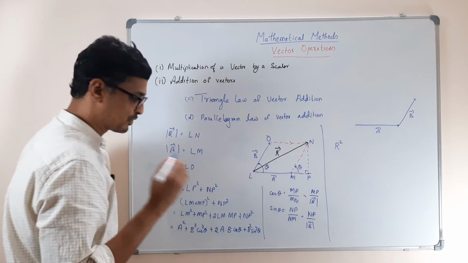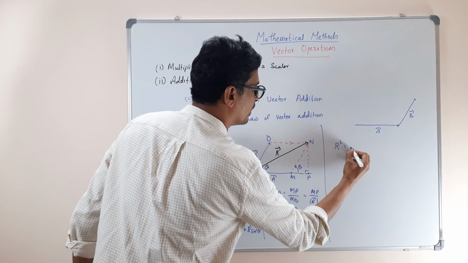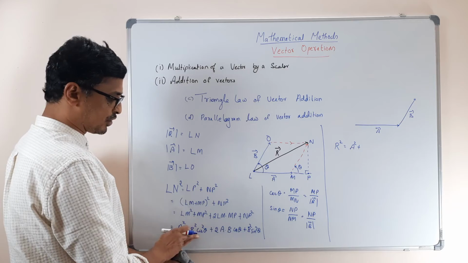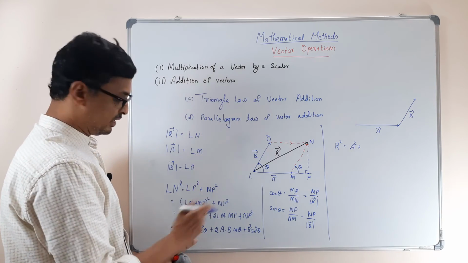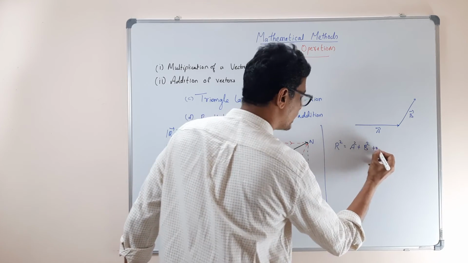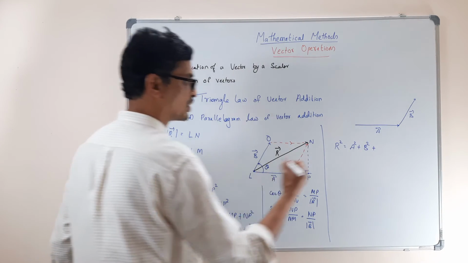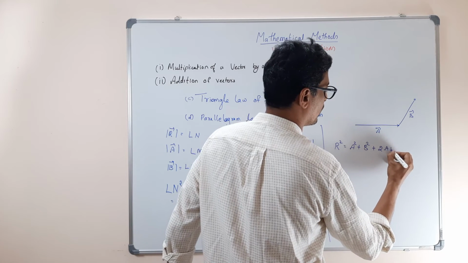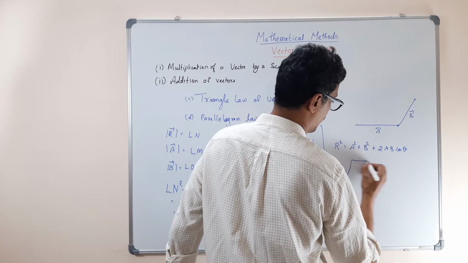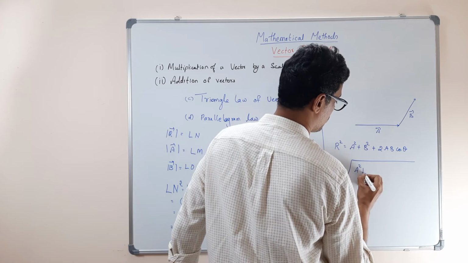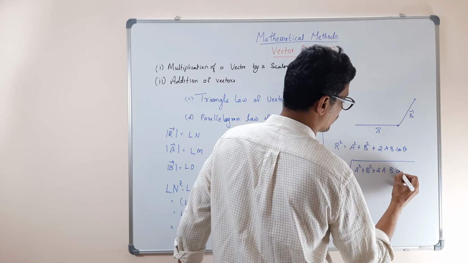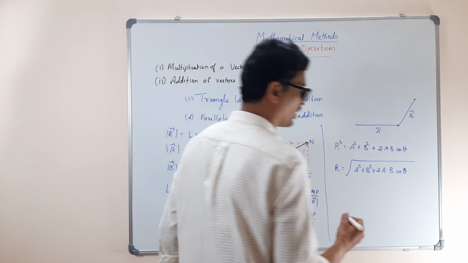Correct? That means R square will be A square plus, if I take B square commonly outside, cos square theta plus sin square theta becomes 1. Therefore, this becomes B square alone, right? So B square plus 2AB cos theta, or R equal to square root of A square plus B square plus 2AB cos theta.